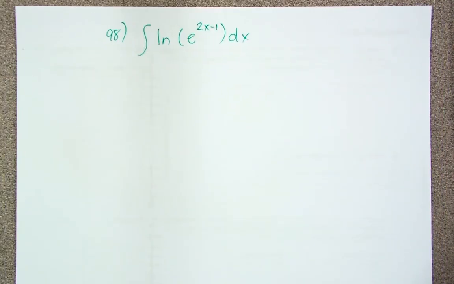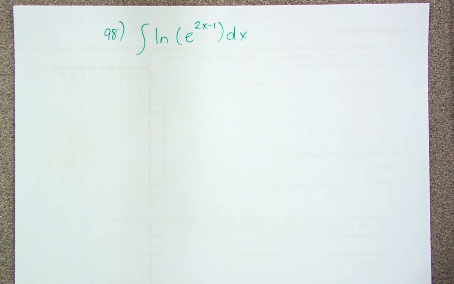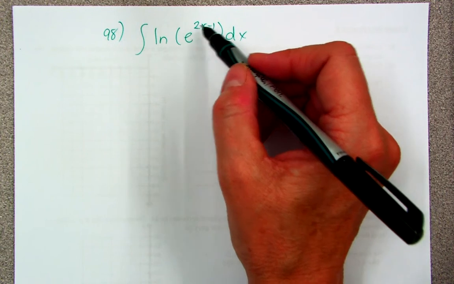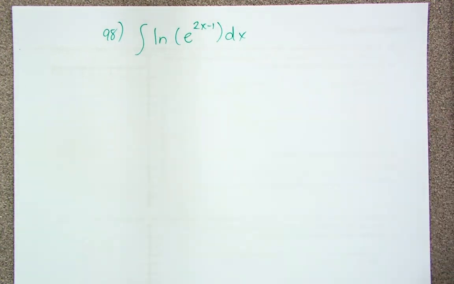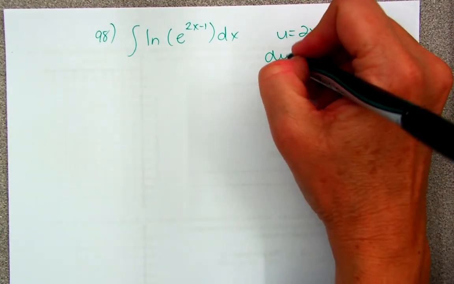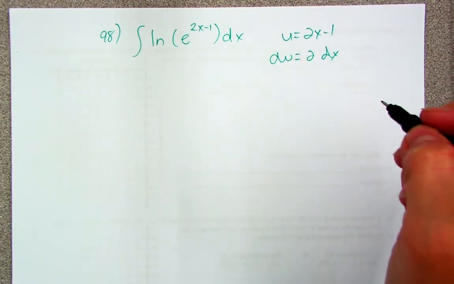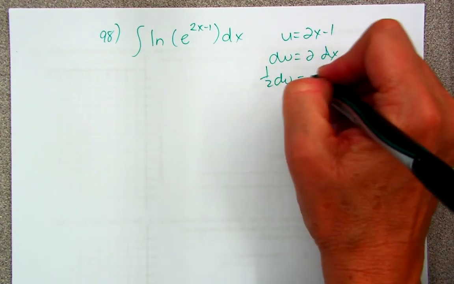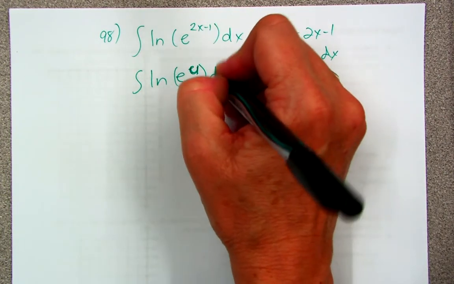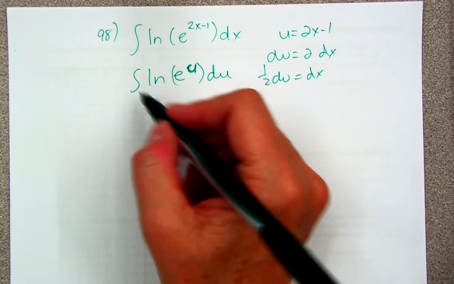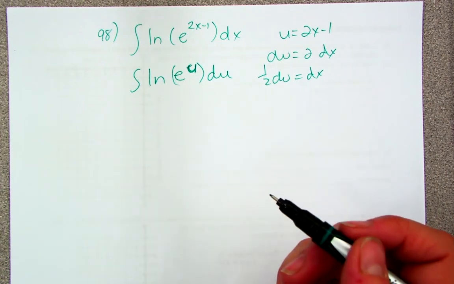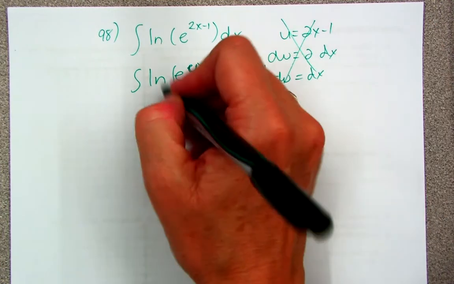Let's try us another one. Let's try 98. So I'm going to integrate natural log of e to the 2x minus 1. Well, I don't know. Do I do this? But I don't know how to integrate that. I don't have anything for that. So I guess that's not what I'm going to do. So what else could I do?